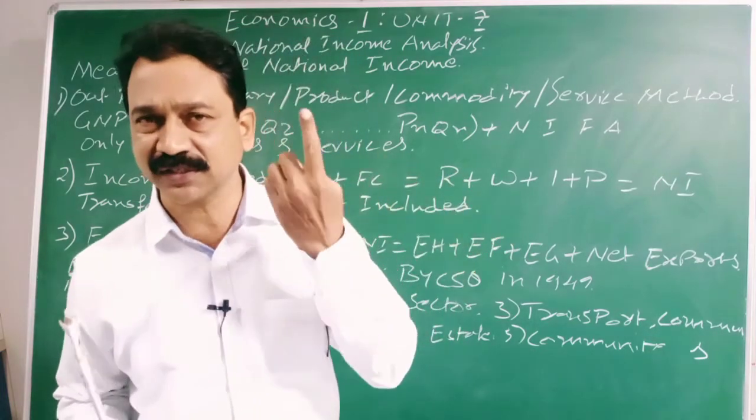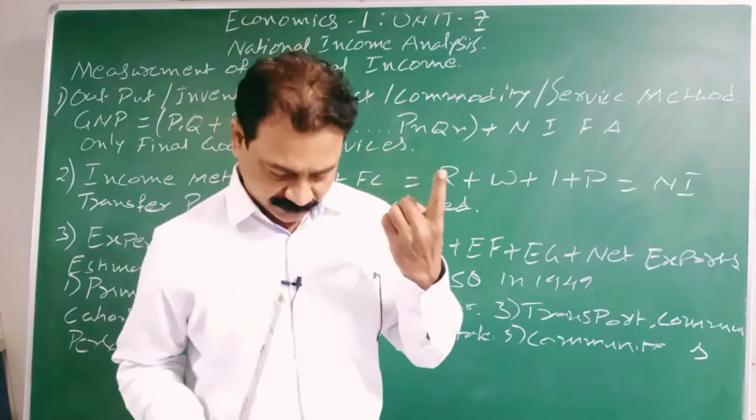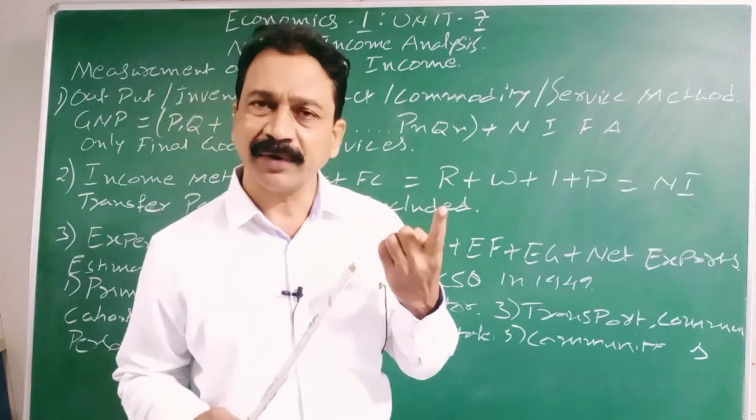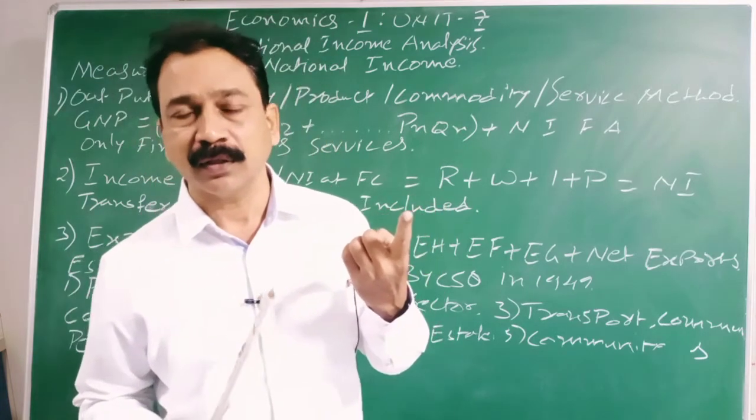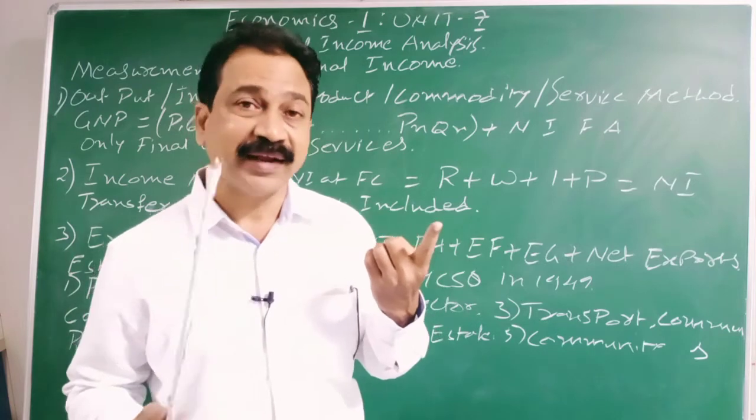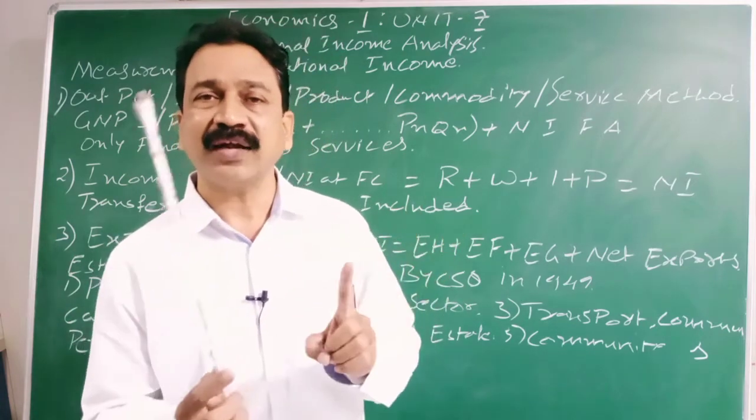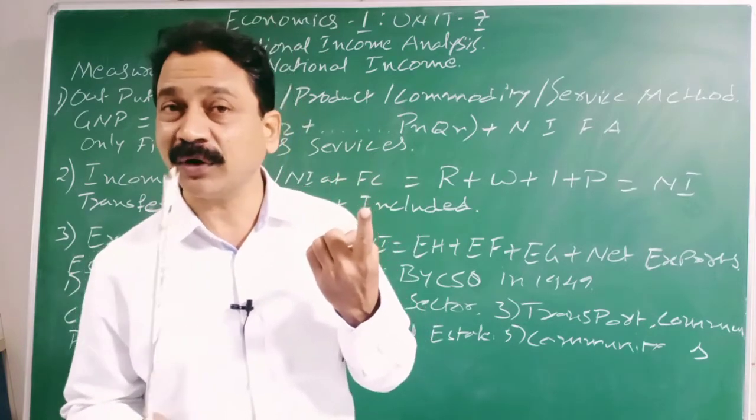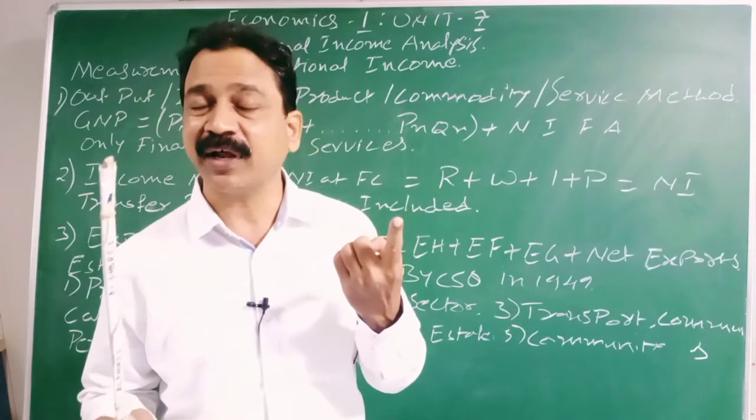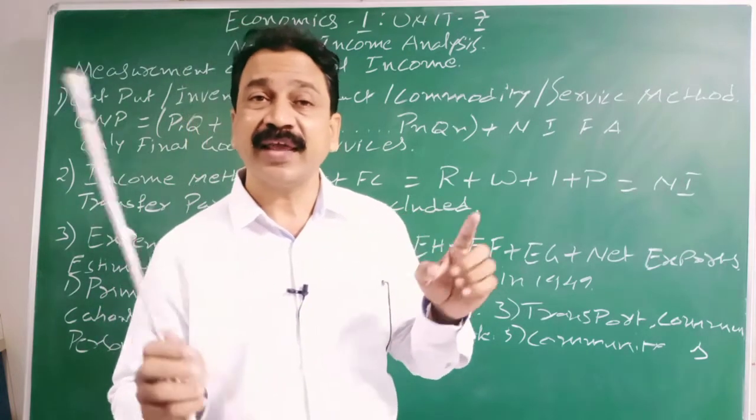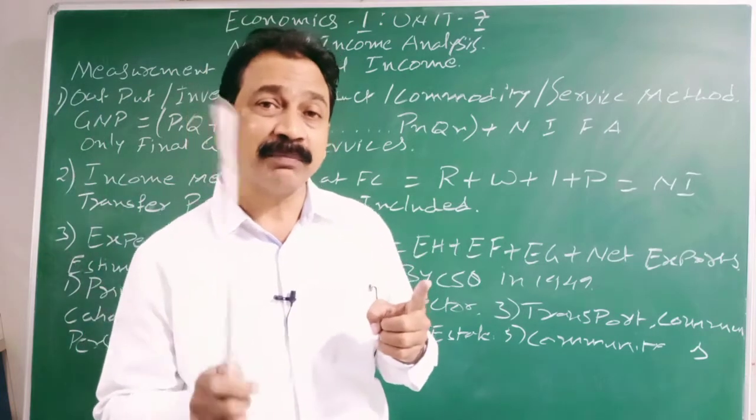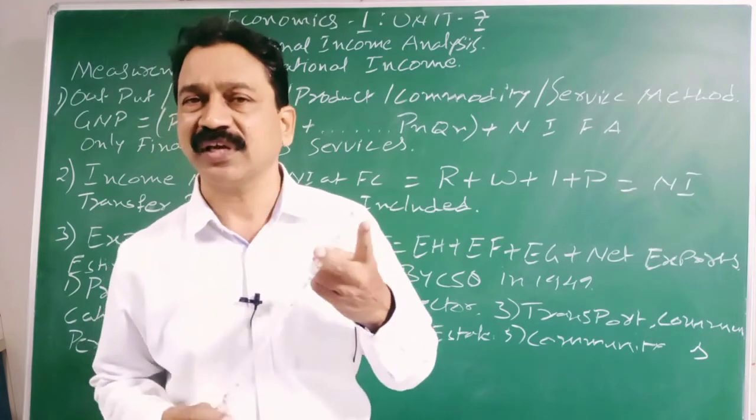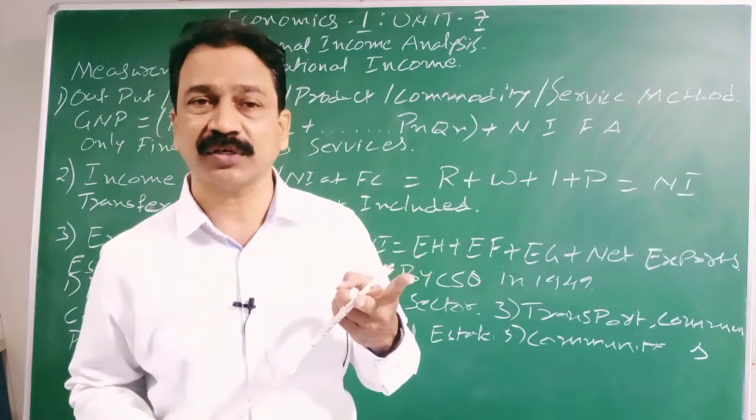GNP at market price. That is consumption, investment, government expenditure, exports minus imports plus net income from abroad. That makes GNP at market prices. See here, you need to understand GNP at market prices. Means we will take the total products and multiply them with market prices. Then we will get the GNP at market prices. One.